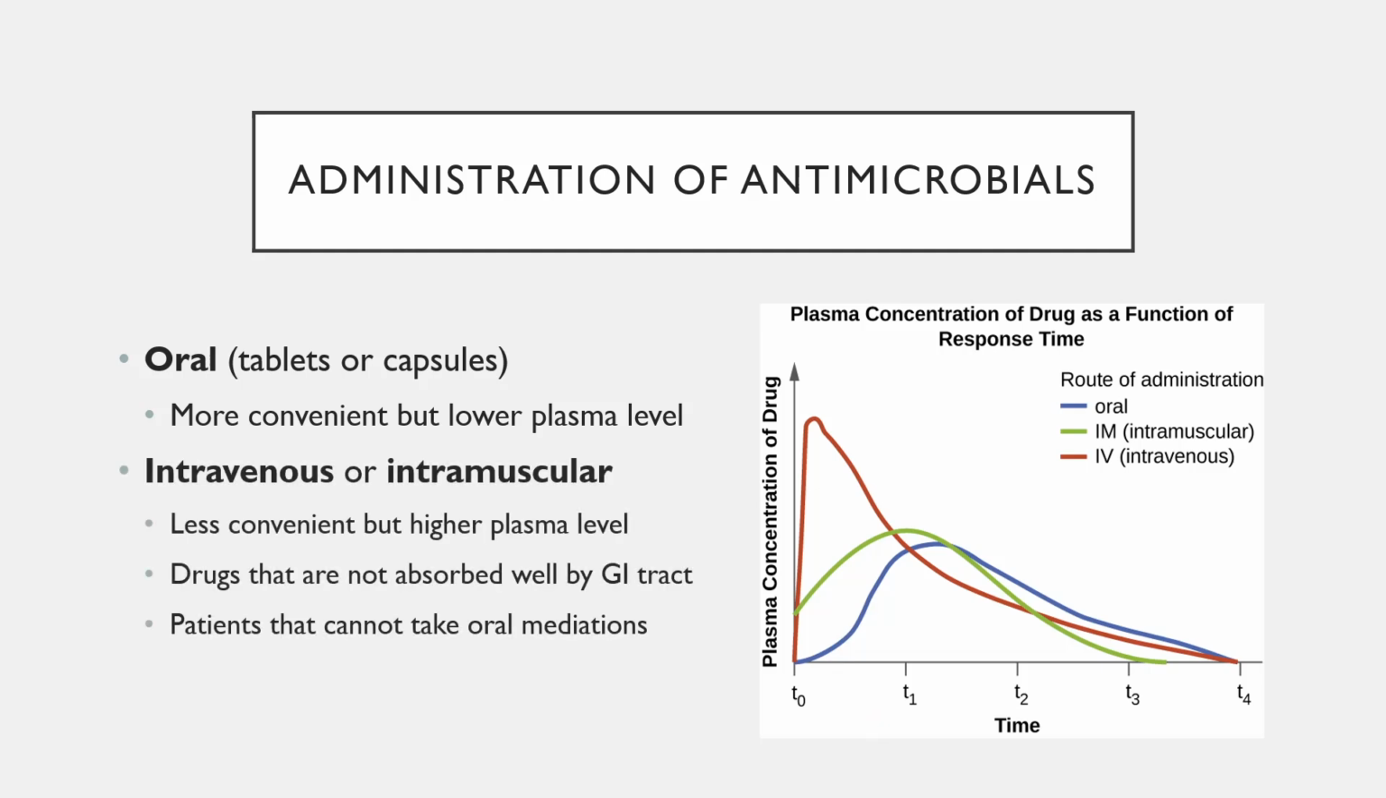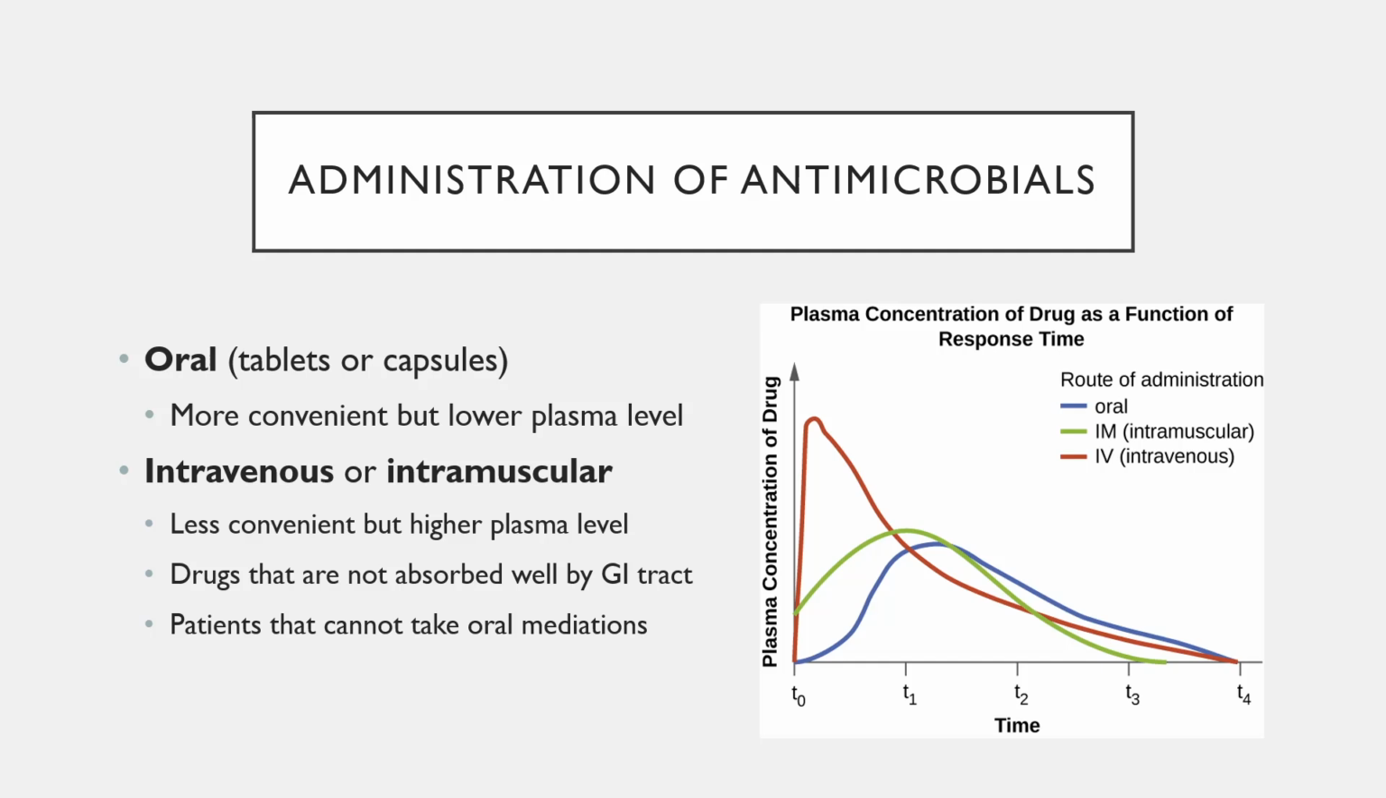Intravenous, or in other words IV, or intramuscular, or in other words IM administration is of course less convenient, but it results in a higher plasma level of the drug. Intravenous or intramuscular administration is a good option for drugs that are not absorbed well by the gastrointestinal tract, and therefore oral administration presents some problems. And it's also used for patients who cannot take oral medications for one reason or another.